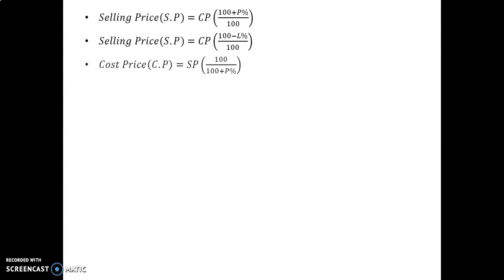Therefore, we have some formulas here. Selling price is equal to cost price into 100 plus profit percentage divided by 100. If it has loss, then cost price into 100 minus the loss percentage divided by 100. Cost price is equal to selling price into 100 divided by 100 plus profit percentage. Cost price is equal to selling price into 100 divided by 100 minus the loss percentage if we got loss.